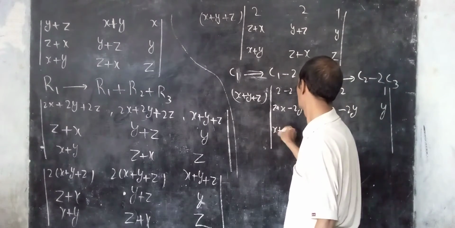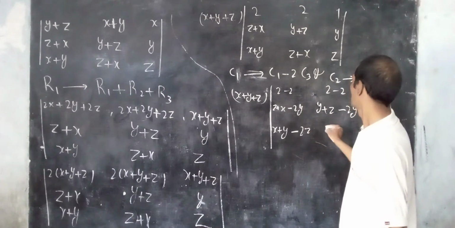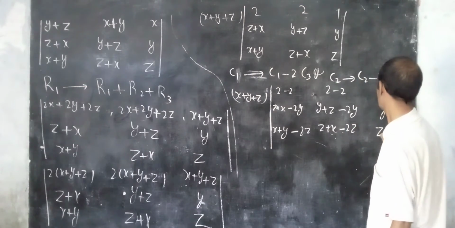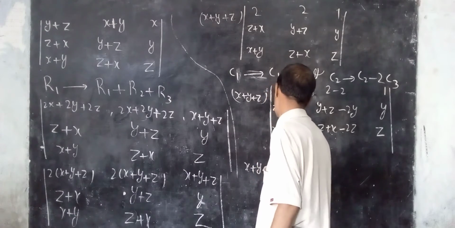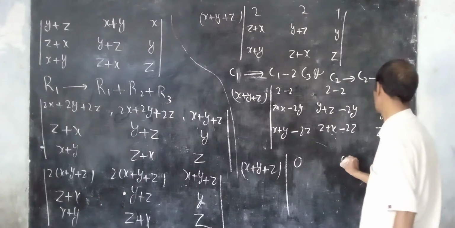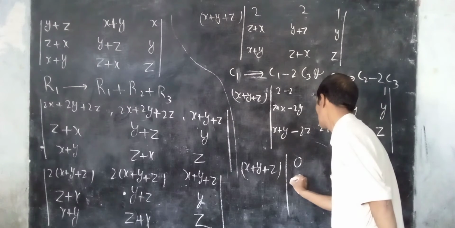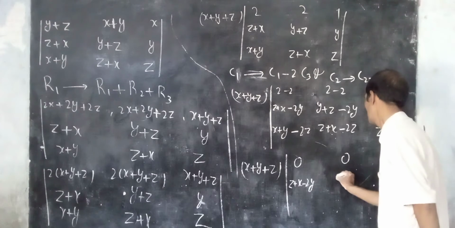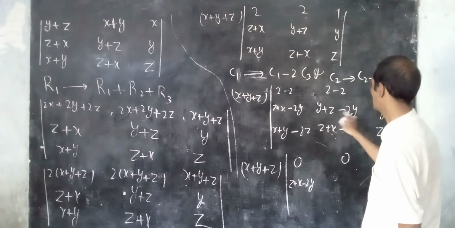Write x plus y minus 2z, times this, 2z, z plus x minus 2z. This is it. So this becomes x plus y, z. So this becomes 0, 0 and 1. So this becomes x plus z plus x minus 2y. Or this becomes y plus z minus 2y plus y like that.